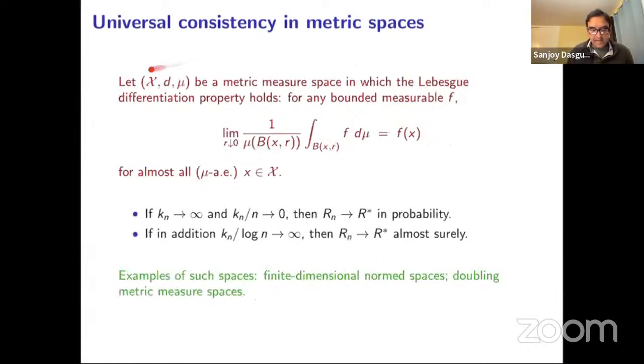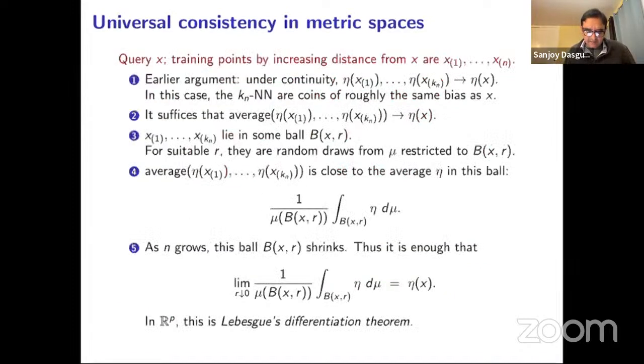And so that was the result. Consider any metric measure space for which this Lebesgue differentiation property holds. If so, then the risk of the nearest neighbor classifier goes to the Bayes optimal risk. So what are the kind of spaces for which this holds? Well, finite dimensional norm spaces, metric measure spaces that have the doubling property, certain types of directionally limited spaces. So this was a different style of argument from before, based on replacing the nearest neighbors considered individually, with the average bias of the neighbors.